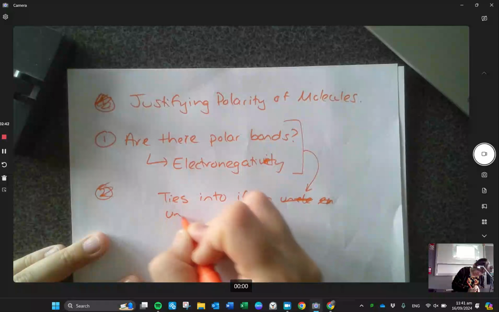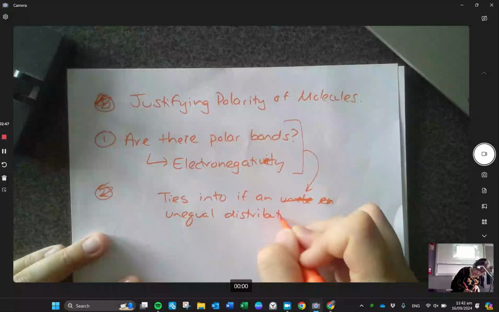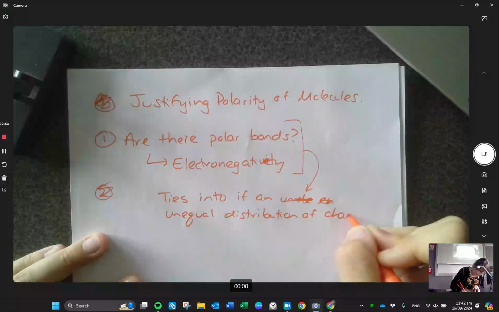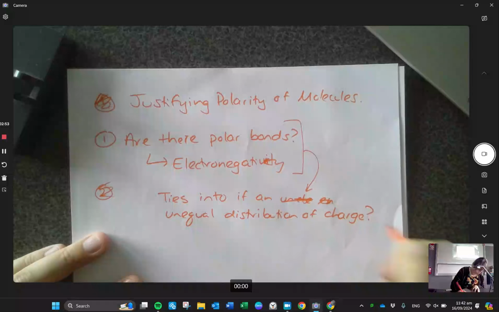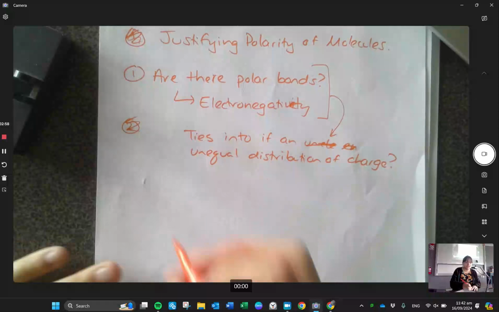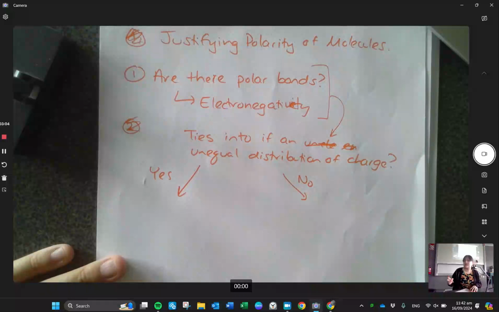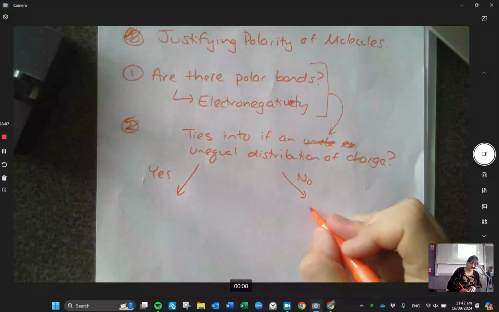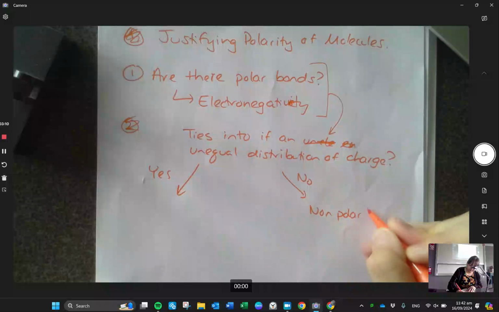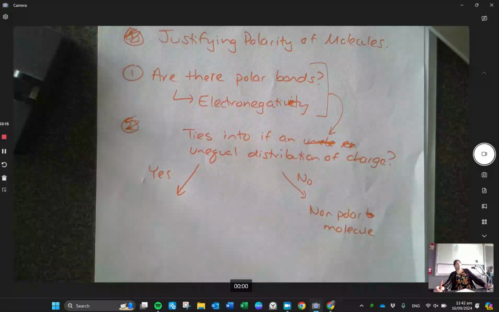Unequal distribution of charge is our first question. If the answer is yes, then we continue down the pathway. If the answer is no, then that's really easy. I have a nonpolar molecule. The first thing I need in order for a polar molecule to exist is polar bonds. So if there are no polar bonds there, I can automatically put it into the nonpolar category.